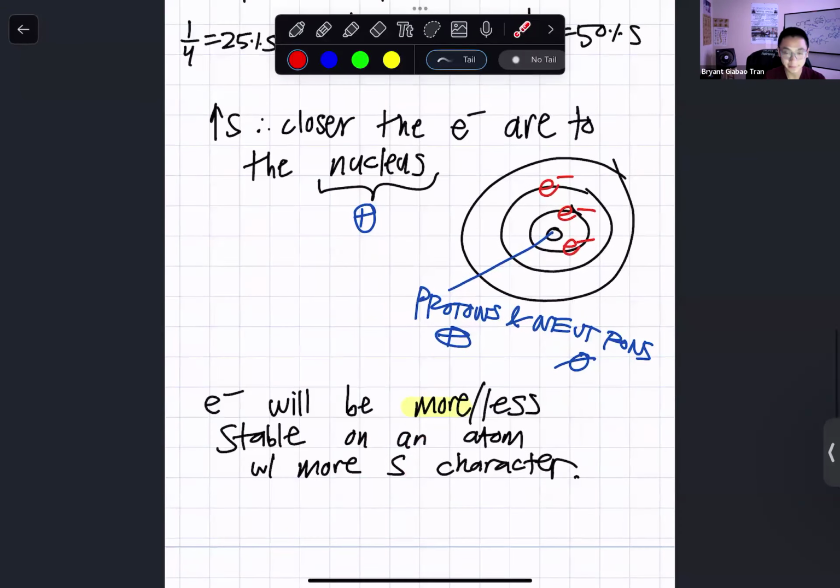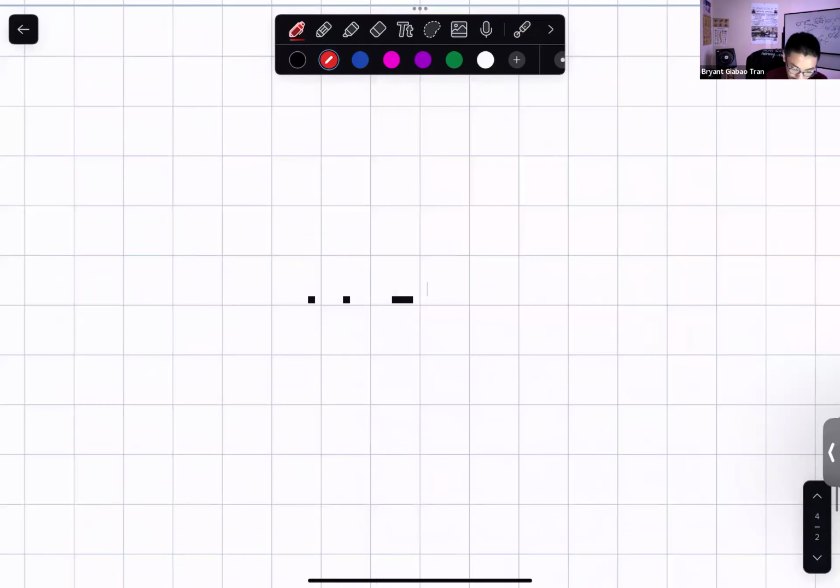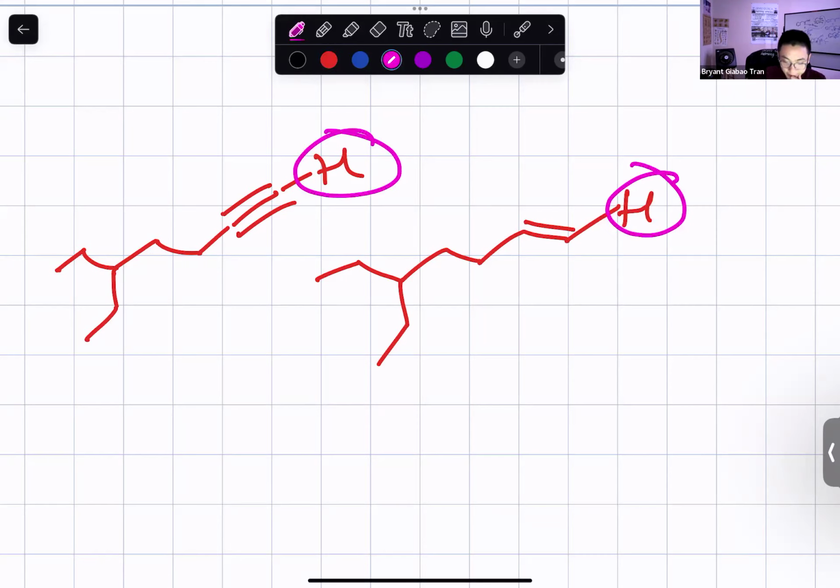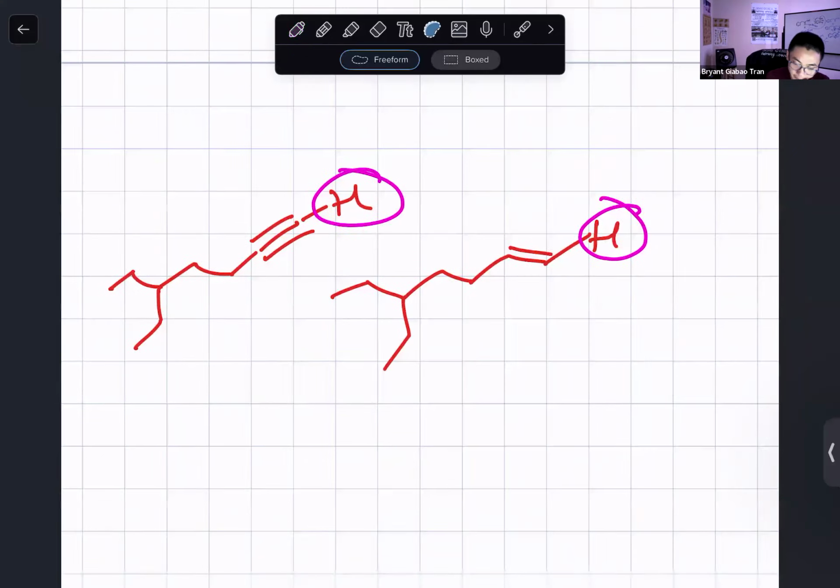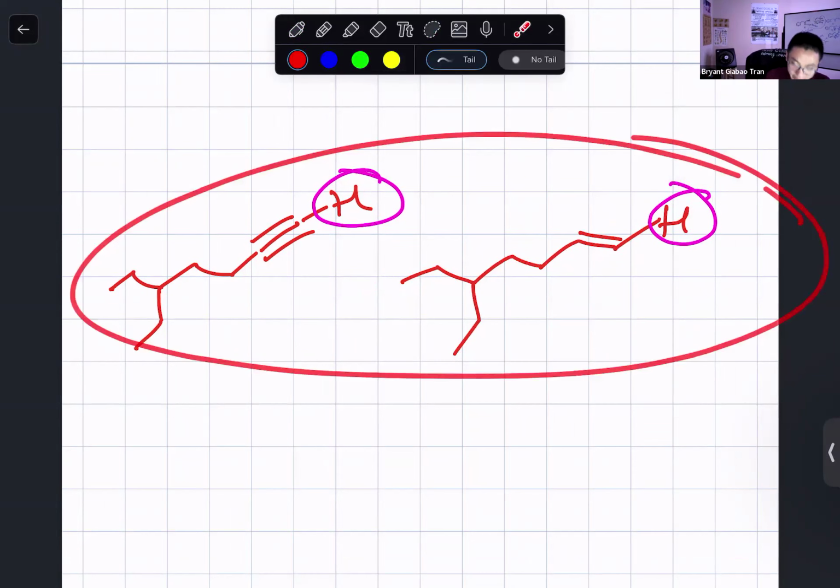So based on this concept, let me give you different acids, and I want you to determine the stronger acid. Let's say we have this acid versus this acid. What would you do first to determine which one is the stronger acid? What do you think of when you're trying to determine which one's the stronger acid here?